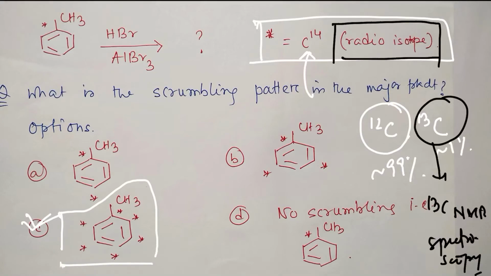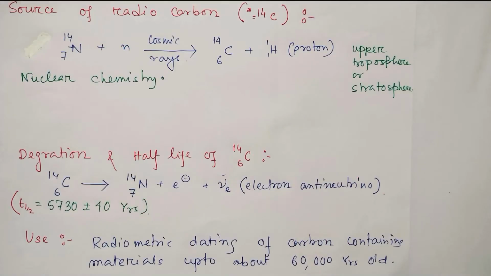Okay, so let's discuss a little bit about this radioisotope, how it's prepared and how it breaks down. Since it is a radioisotope, the question is how is this produced? It is produced from nitrogen 14, the most abundant nitrogen isotope, and it reacts with a neutron. So this is actually a neutron.